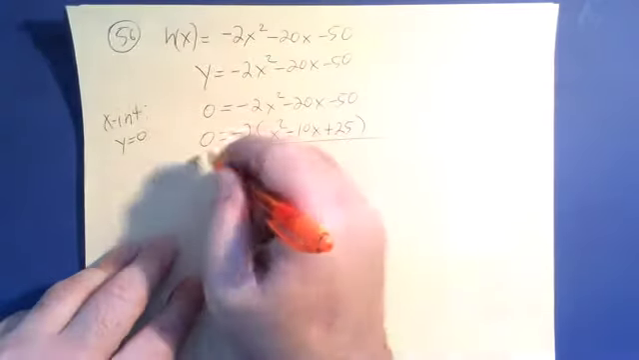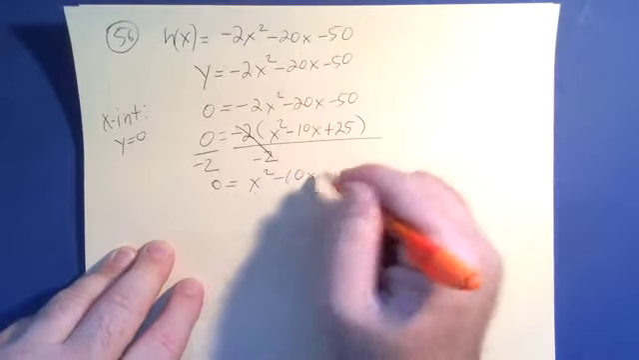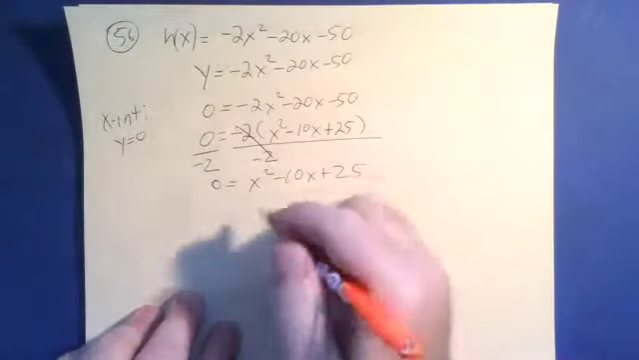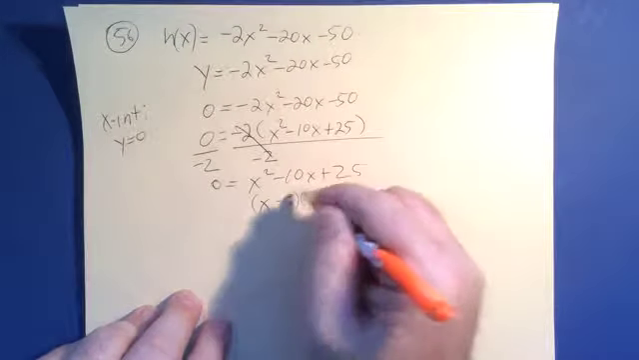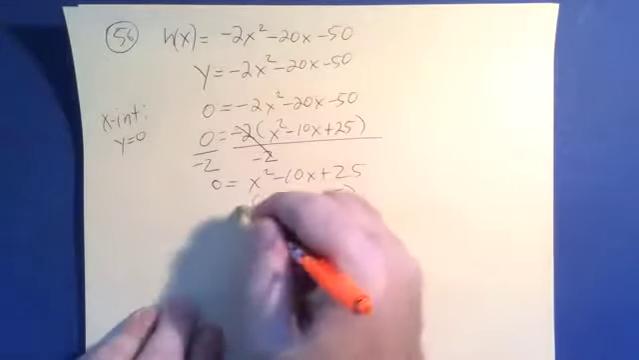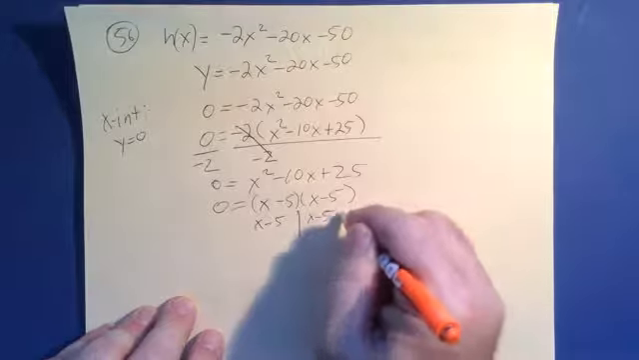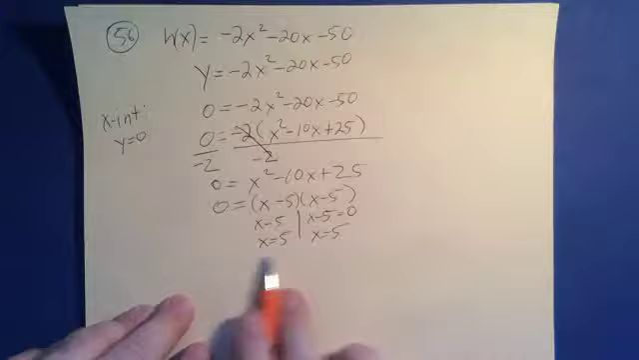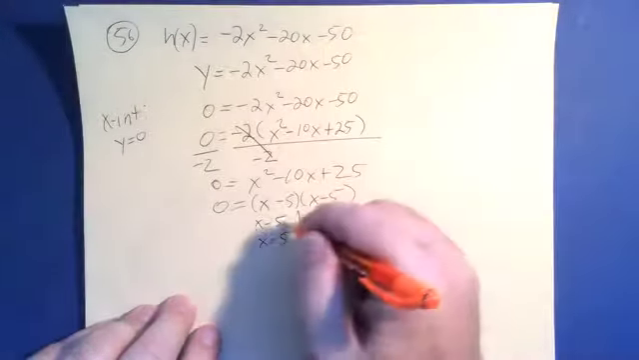So I'm going to divide by negative 2. That's going to get rid of that there, and that'll give me 0 is equal to x squared minus 10x plus 25. So when we do this, we see this is very nicely factorable. This is going to be x minus 5 times x minus 5, which is equal to 0. I'm going to set each of these equal to 0, and here I'm going to have x is equal to 5, x is equal to 5. So here's another one of those examples where we have a double solution.